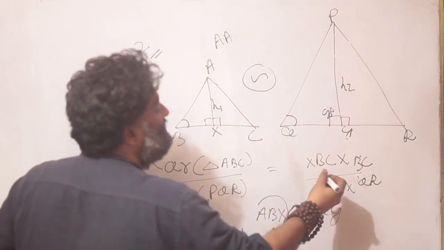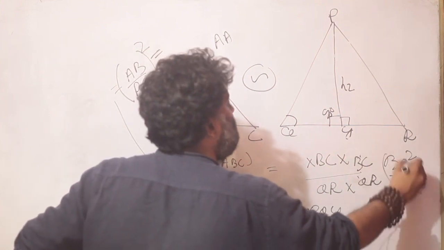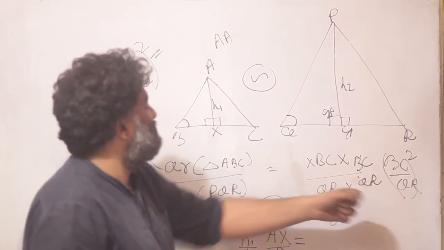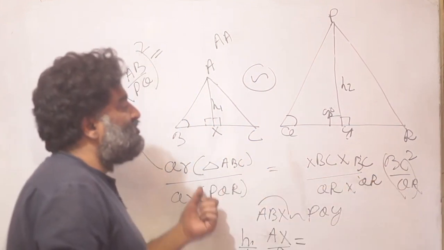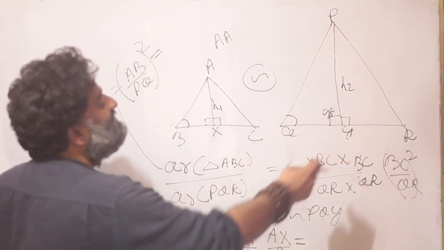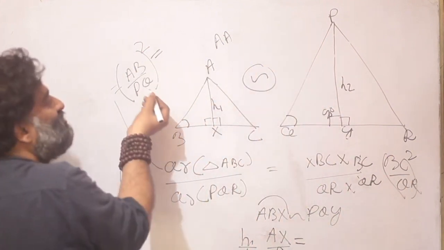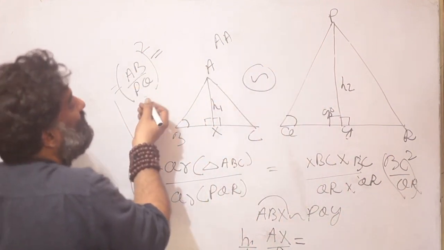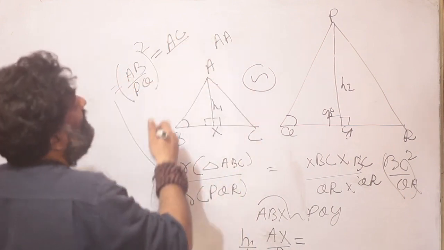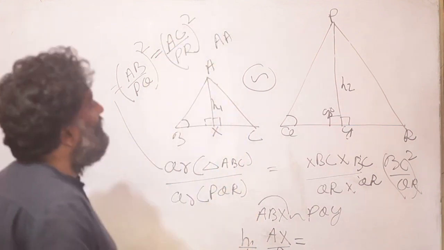And therefore I notice that I get a BC square and the QR square. Once you write it like that, BC upon QR square, that you know that the ratio of the area of the triangles is going to be BC upon QR square. Instead of BC upon QR, you can also write AB upon PQ. That means it is also equal to AB upon PQ square, or it is also equal to AC upon PR square. And there you have it.